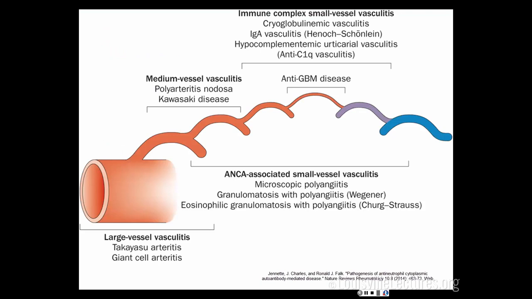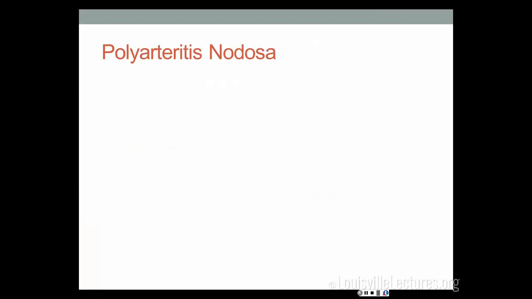Okay. So we're going to move on to medium vessel. We're going to ignore Kawasaki. That's a kidney disease. But the classic one here is Polyarteritis Nodosa. This is a medium/small vessel necrotizing vasculitis. We don't know what causes it. Presumably, our standard boilerplate in rheumatology is some environmental trigger in a genetically susceptible host.